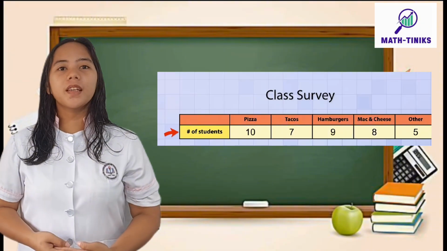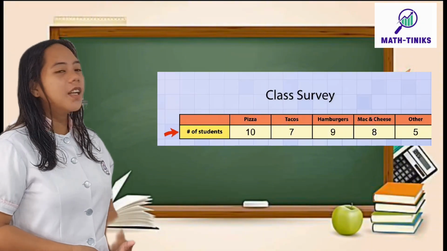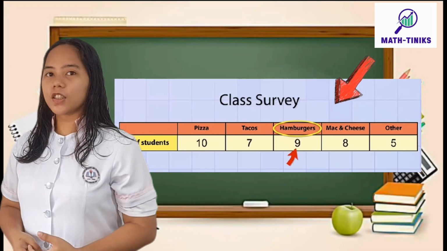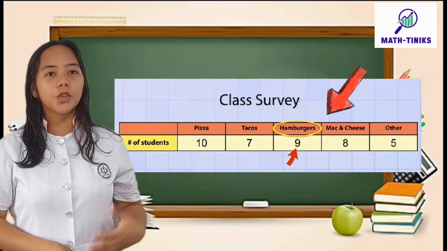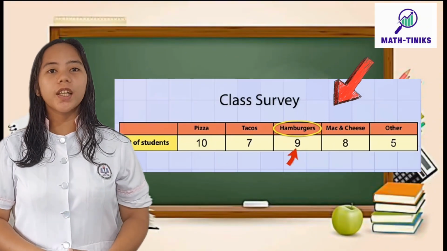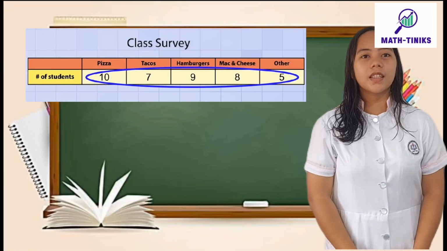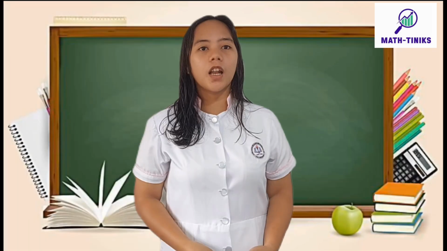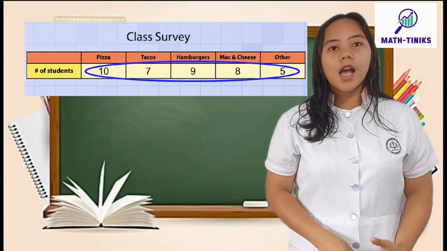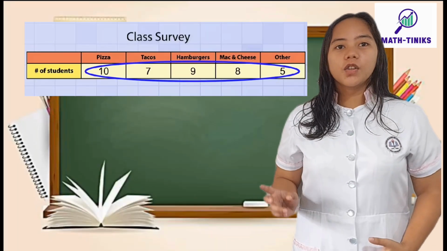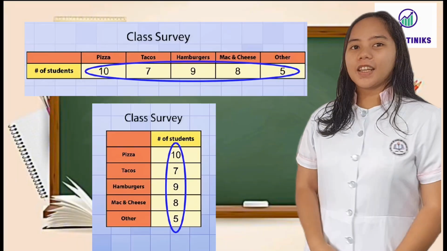These labels make it easy to tell what the numbers in the cells mean. For instance, the 9 is at the intersection of the column for hamburgers and the row for number of students. So we know that 9 students answered hamburger in the survey. This table happens to be in horizontal format because there are more columns than rows. But there's no reason you couldn't switch the columns and rows to get a vertical format instead.